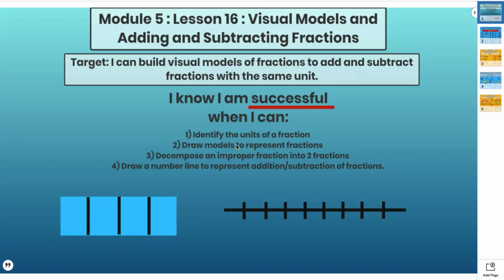I know I am successful when I can first identify the units of a fraction, then draw models to represent the fraction, then decompose an improper fraction into two fractions, and draw a number line to represent addition or subtraction of fractions. All right? So let's get started.